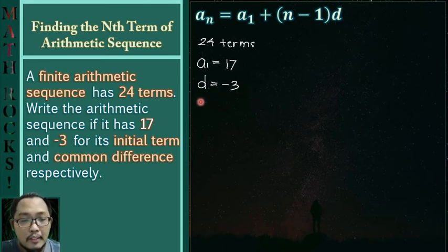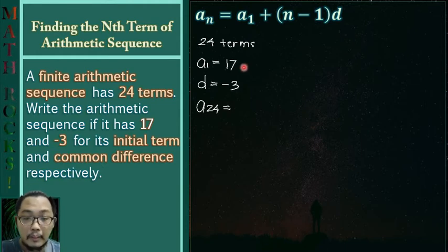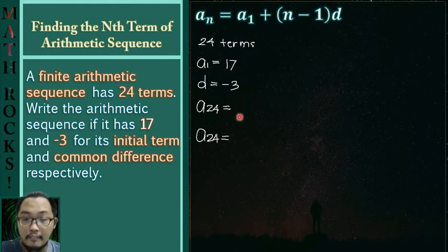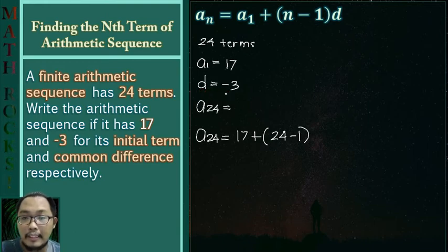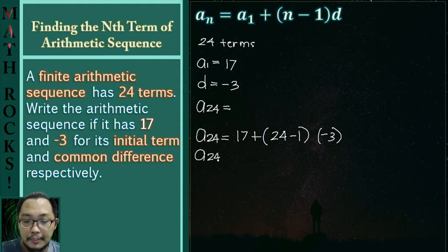So doing so, we may have our a sub n be a sub 24 in this case. And substituting all this known information in our formula, we will obtain the equation a sub 24 equals the value of a sub 1, which is 17, while the n changes to 24, and our common difference d has the value of negative 3. And now let us manipulate the equation.